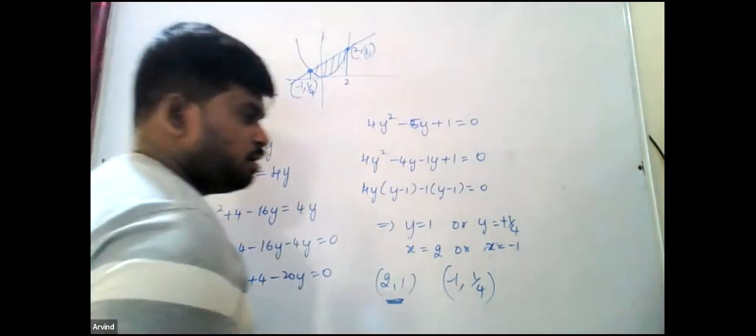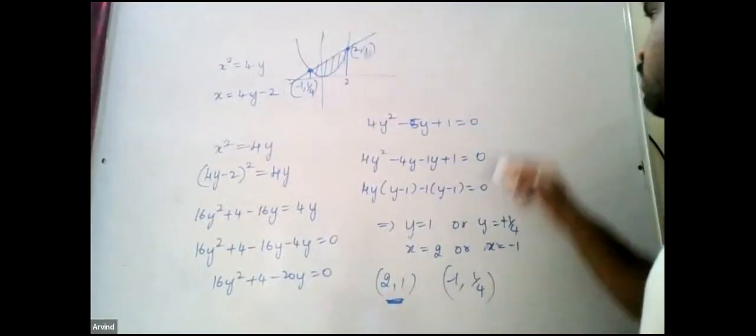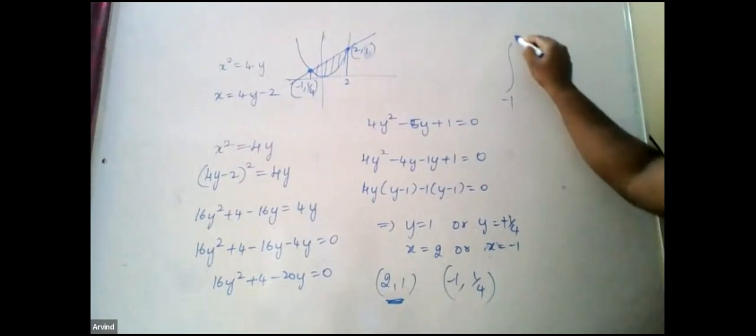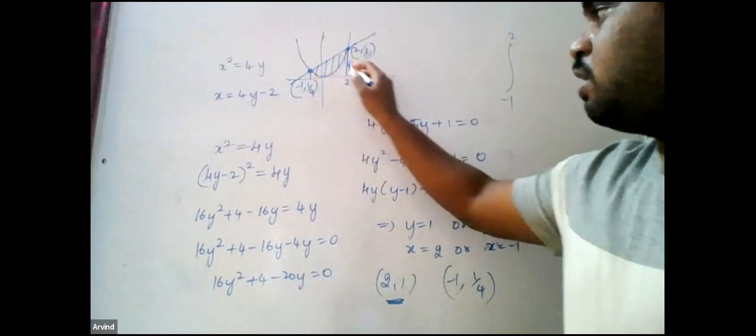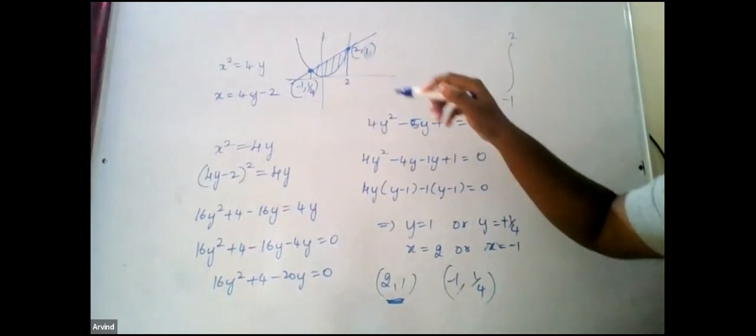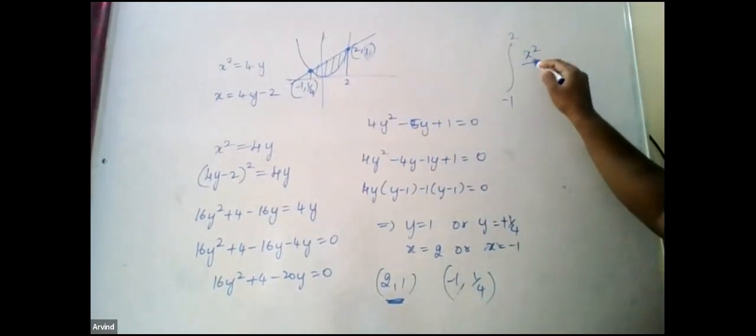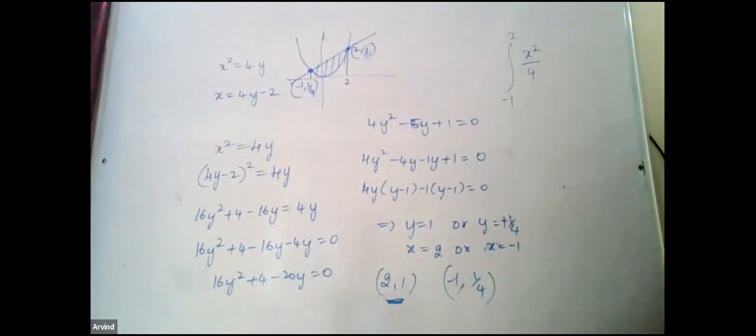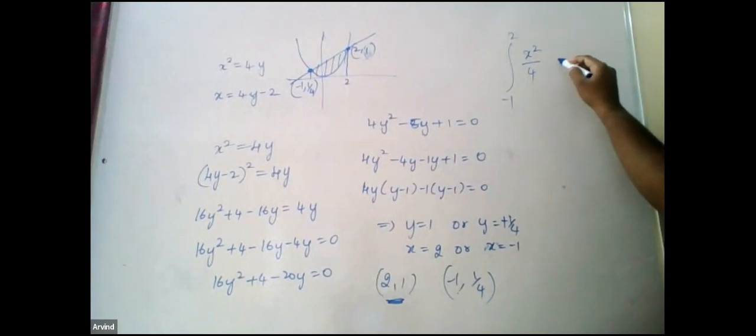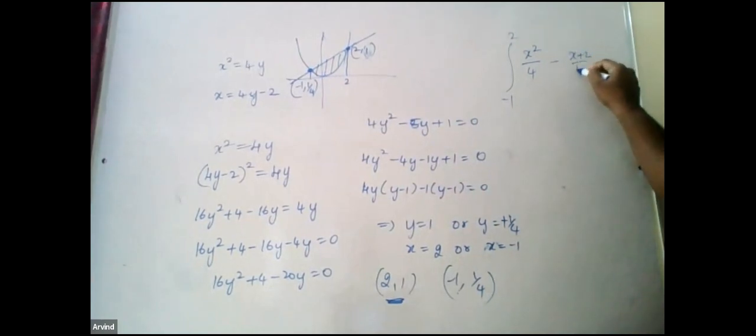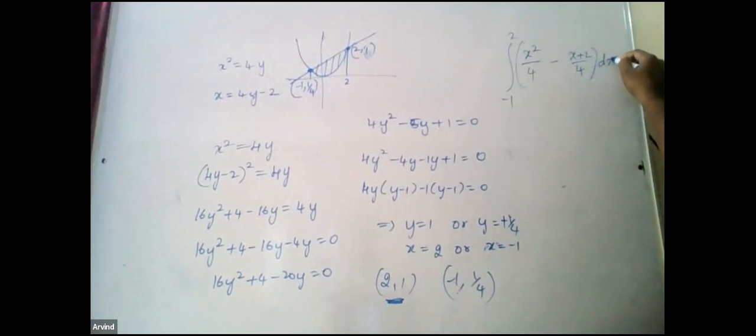Okay, now we have to find this area. You need not draw the graph also, you just find it. So integrate with respect to x-axis. Minus 1 to 2, observe the graph also, minus 1 to 2. The curve x square is equal to 4y, so y becomes x square by 4. Here y becomes x plus 2 by 4. Minus x plus 2 by 4 dx.